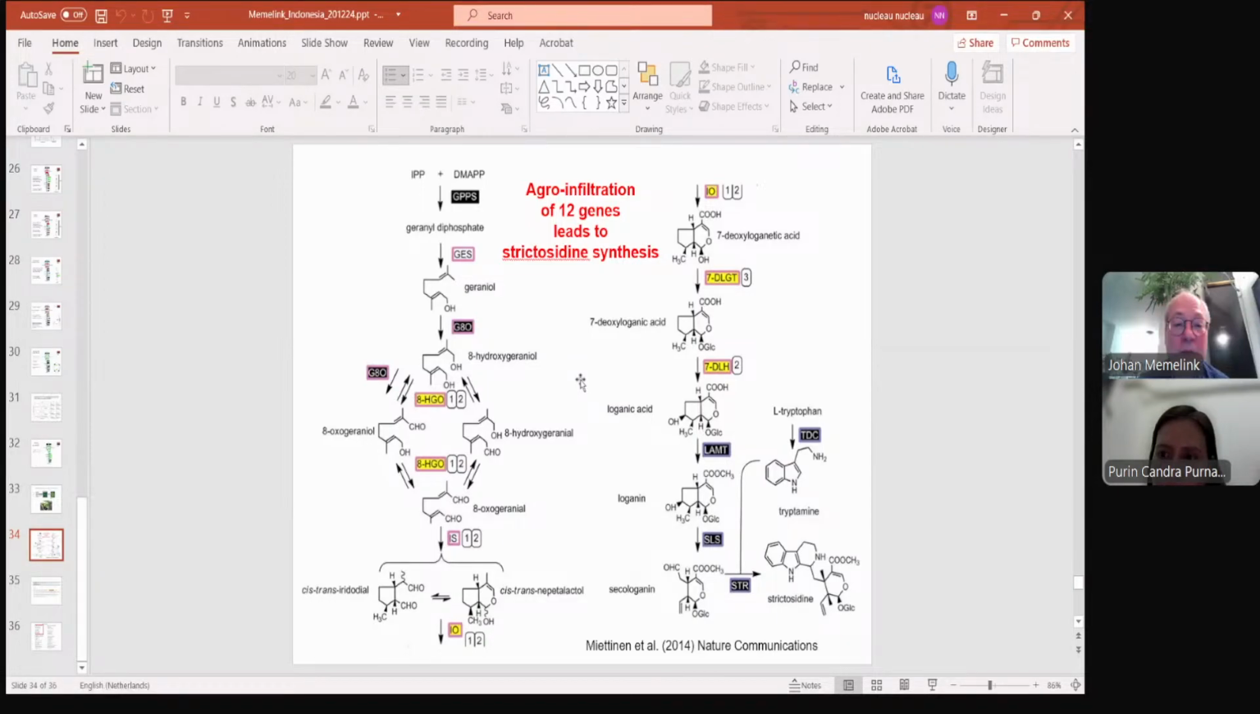So I do not know exactly how many P450 enzymes, for example, Catharanthus roseus has, but it's several hundred. It can be maybe 500 or so, up to 700 different P450 enzymes. And they all are very specific. Each of these enzymes has a very specific substrate and catalyzes only a single reaction.